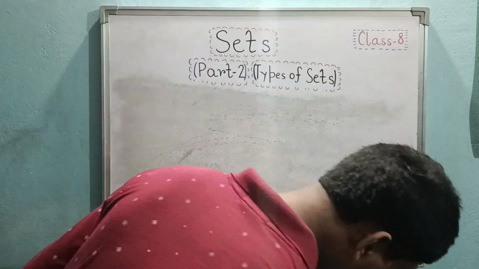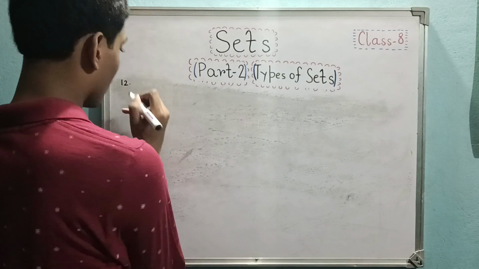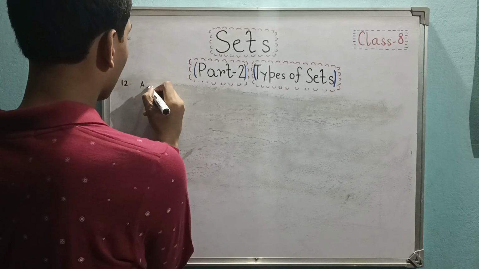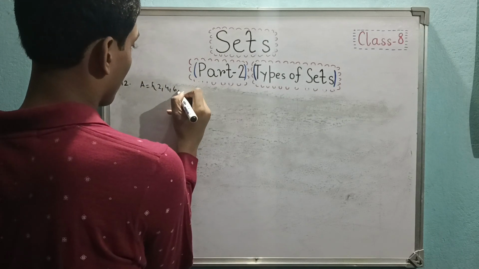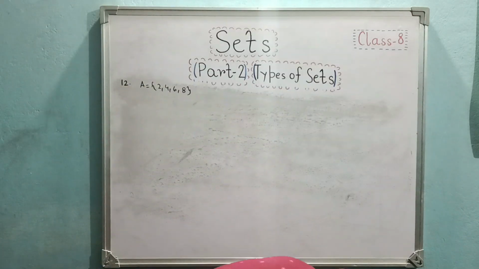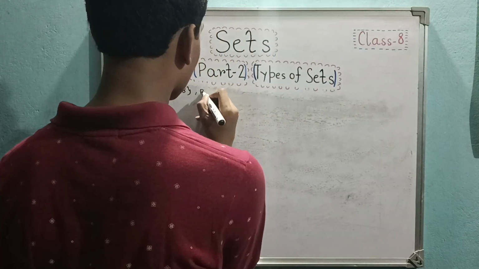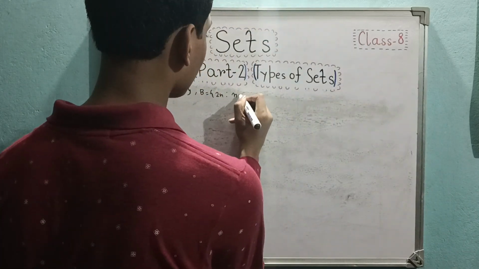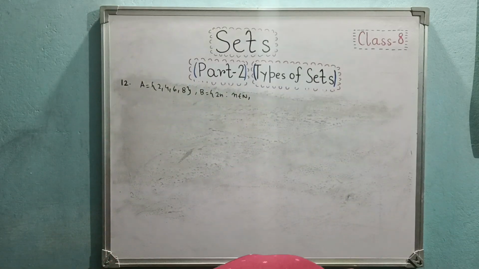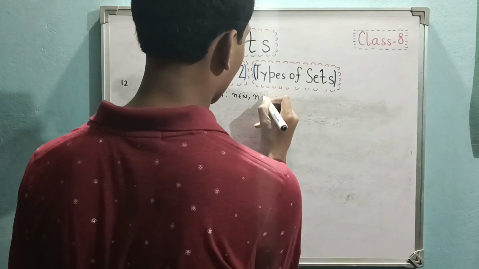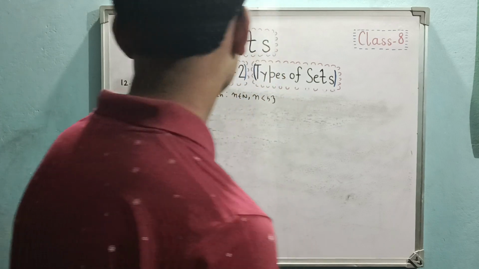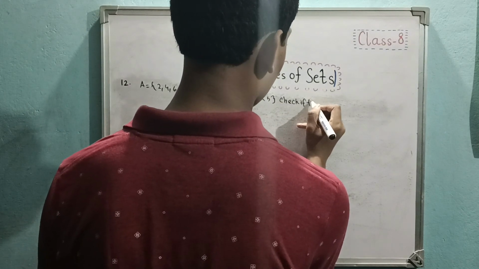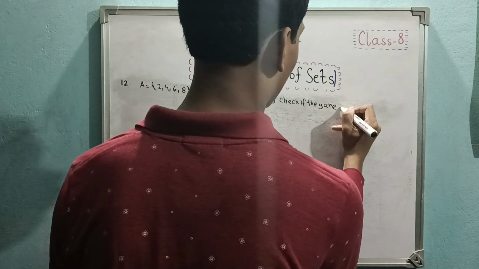So then question 12. I have here A equal to {2, 4, 6, 8} and B equal to {2n}, where n belongs to natural numbers and n is less than 5. They are asking, check if they are equal sets or not.